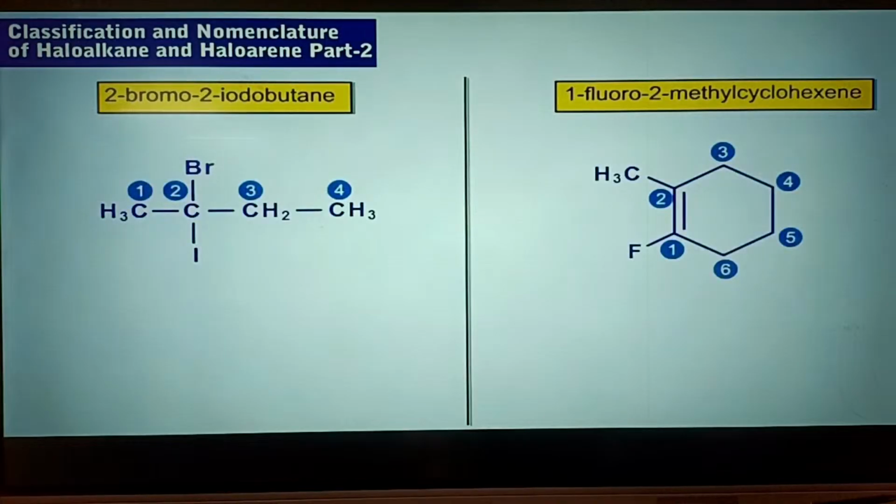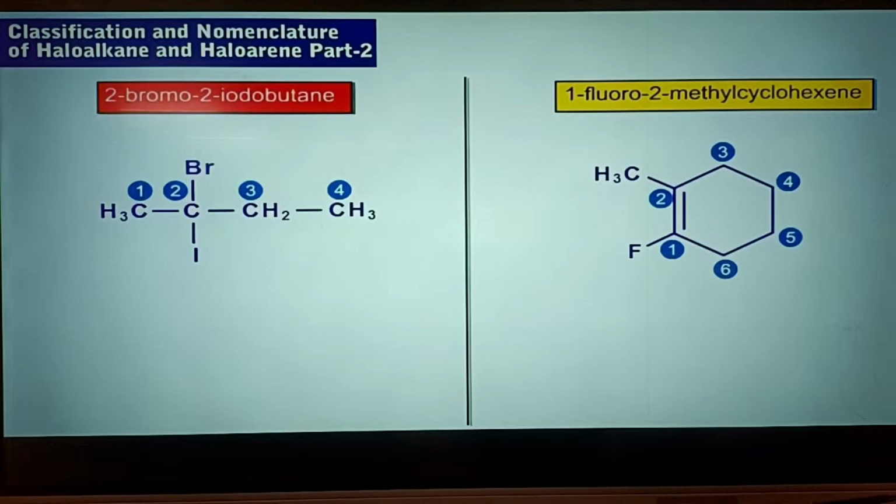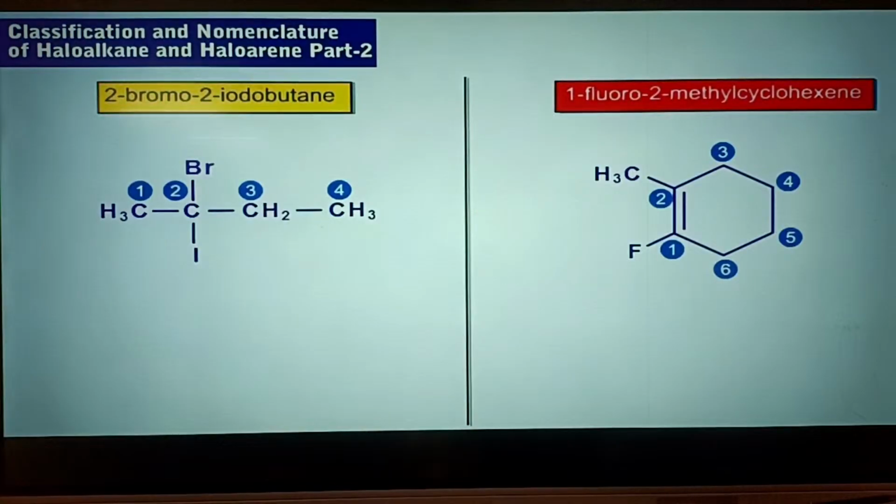The correct structural formulae are shown here for 2-bromo-2-iodobutane and 1-fluoro-2-methylcyclohexane. Remember that if there is more than one substituent, they are listed alphabetically.